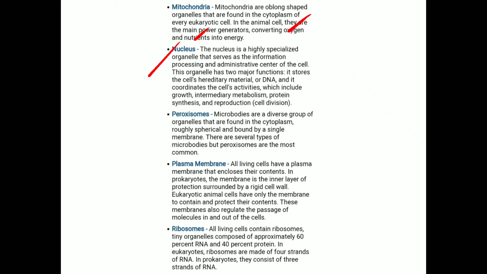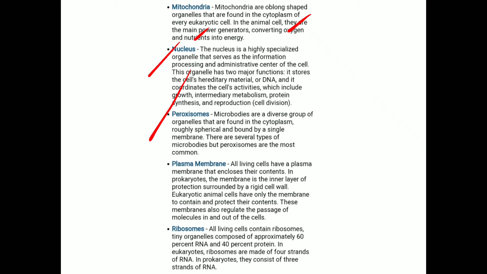And it coordinates the cell's activities, which include growth, intermediate metabolism, protein synthesis and reproduction. Here reproduction means cell division. The nucleus is involved in cell division. Two types of cell division, the mitotic and meiotic divisions, we already know about. Keep this in mind about the nucleus.